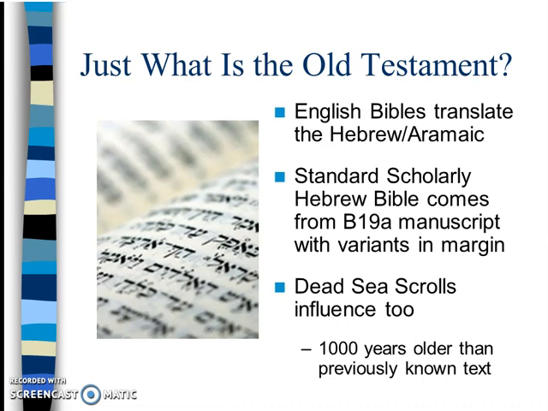The Standard Scholarly Edition of the Hebrew Bible comes from a manuscript called B19A, and the Standard Scholarly Edition, called Biblica Hebraica Stuttgartensia, will include variants in the margin where there are readings that would be different than what is in that text. The Dead Sea Scrolls have been an influence too. When they were discovered, they represented copies of the Hebrew Bible about 1,000 years older than had been previously known.